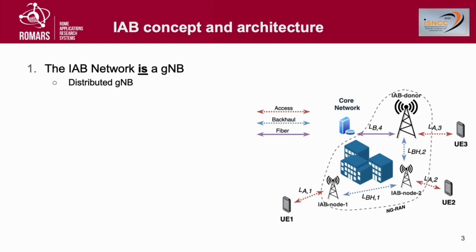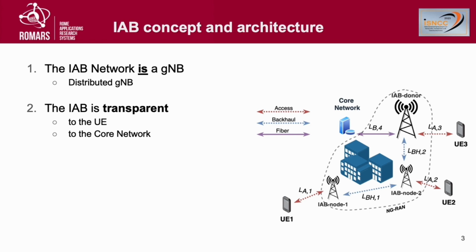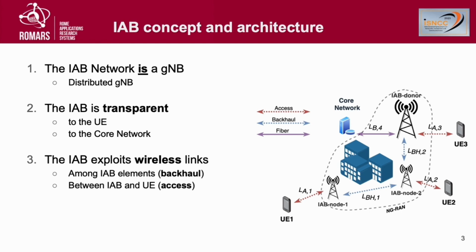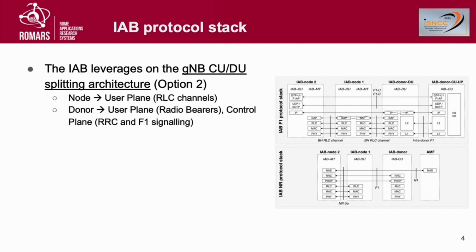First, the IAB network logically represents a gNB distributed over an area larger than the coverage of a single network node. At the same time, both the user and the core network are unaware of this architecture, and they will continue to interact with the IAB network as if it were a regular gNB. It is important to note that the IAB leverages only wireless links, which provide faster and, in some cases, cheaper deployment. The IAB is based on the gNB CU-DU splitting architecture.